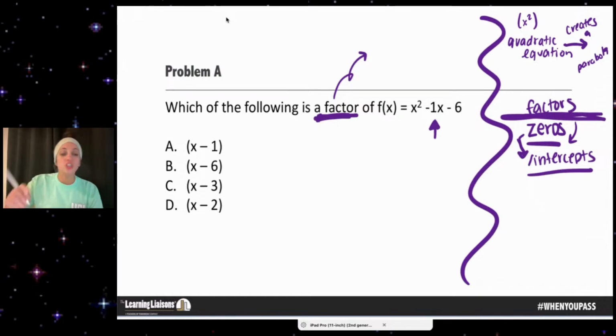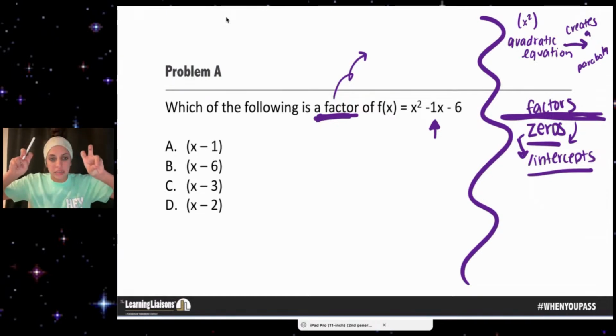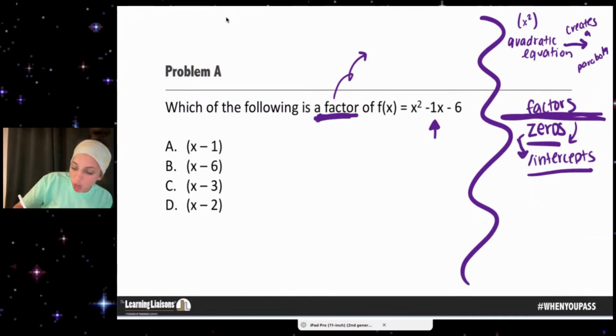So we are going to do what's called factor this. I'm going to factor this quadratic equation. So x squared minus 1x minus 6.